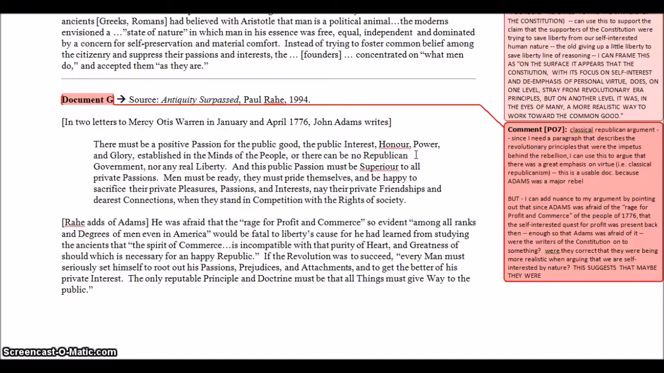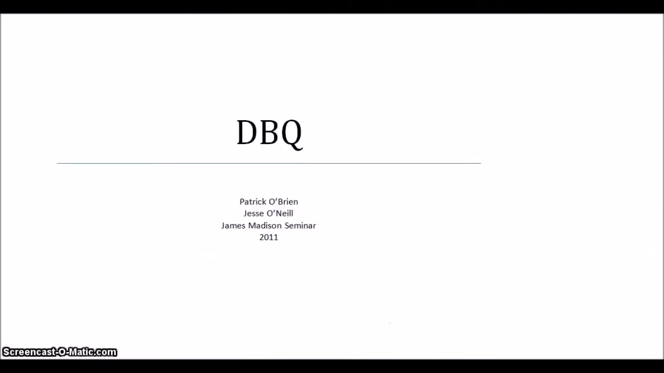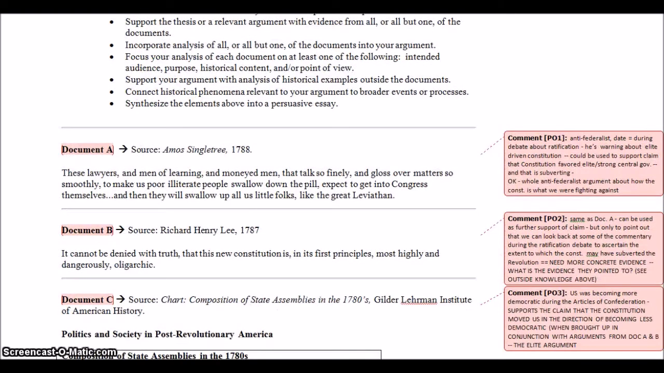Okay? So I can use this to argue that there was a great emphasis on virtue during the Revolutionary era. Classical republicanism. And this is a usable doc because Adams was a major rebel. Major patriot, I should say. I make him sound like a bomb-throwing radical when I say major rebel. More so than, if you go to documents A and B, more so than these two guys. You know, if these guys had had enough of an influence over national thought, we would have heard of them.